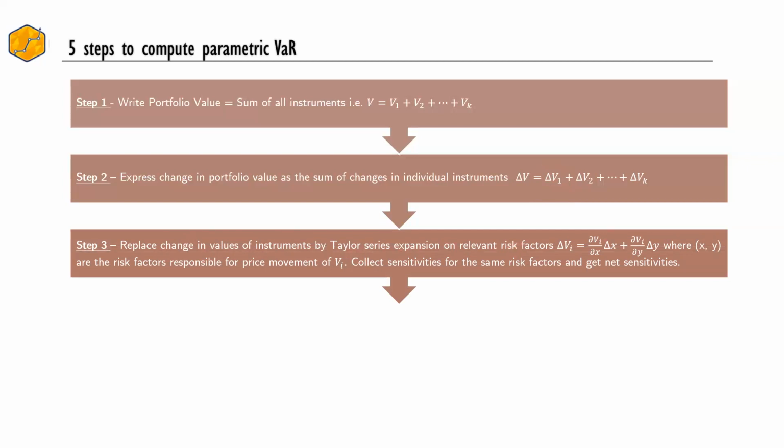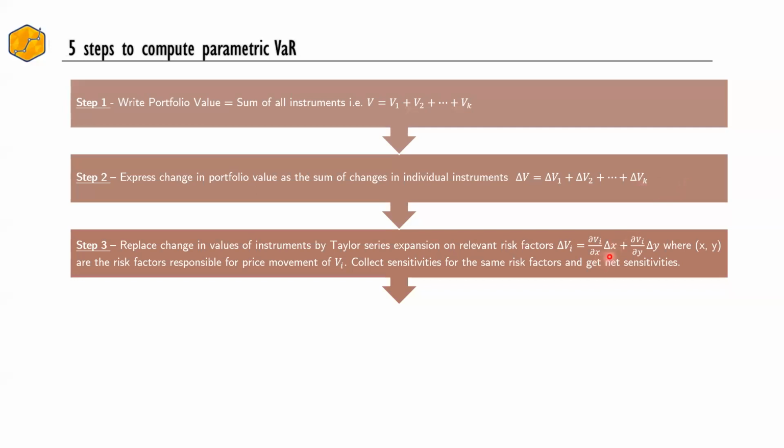Replace the change in values of the instruments by Taylor series expansion on relevant risk factors. So let's say a particular instrument is a function of 2 risk factors, X, Y, just an example. Then using Taylor series, you can expand the change in value of that instrument using this equation: del V by del X times delta X, del V by del Y times delta Y. When you do that for every instrument, there will be some instruments which reference the same risk factors. Let's say this instrument also is a function of X. This instrument is also a function of X.